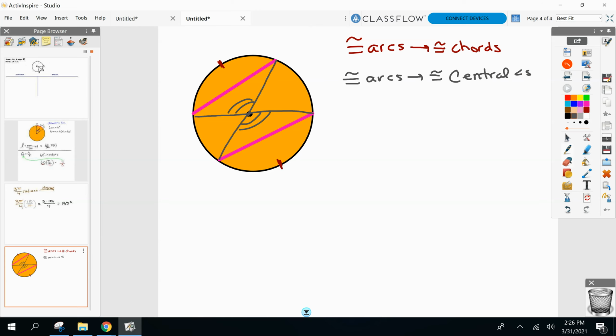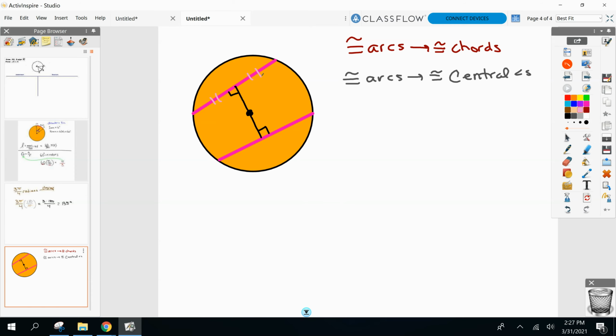Let me get rid of this. Let me draw this in. A little piece of a radius perpendicular to the chord. If you've got a radius perpendicular to a chord, what's happening to that chord? Anybody? It's getting bisected? The chord is getting bisected, correct.